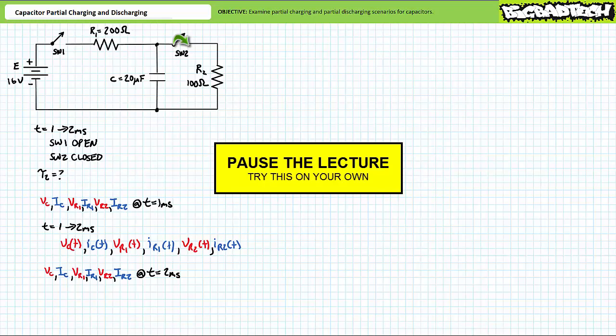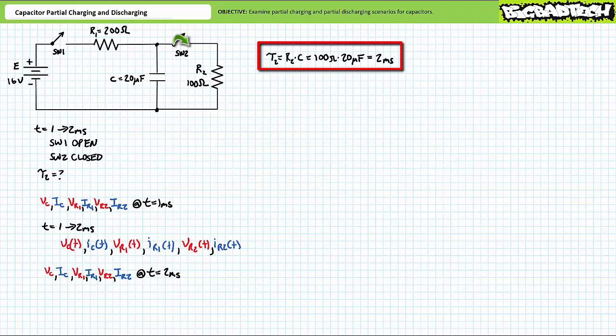If you're tracking, you should have obtained the following data. Substituting in our given values for R2 and the capacitor, we find tau 2 to be 2 milliseconds. We should expect a full discharge to be obtained after 5 time constants, or 5 times 2 milliseconds, or 10 milliseconds. Given this partial discharge only lasts for 1 millisecond, or half of time constant tau 2, or 1/10 of a full discharge, we should expect the capacitor to only partially discharge.